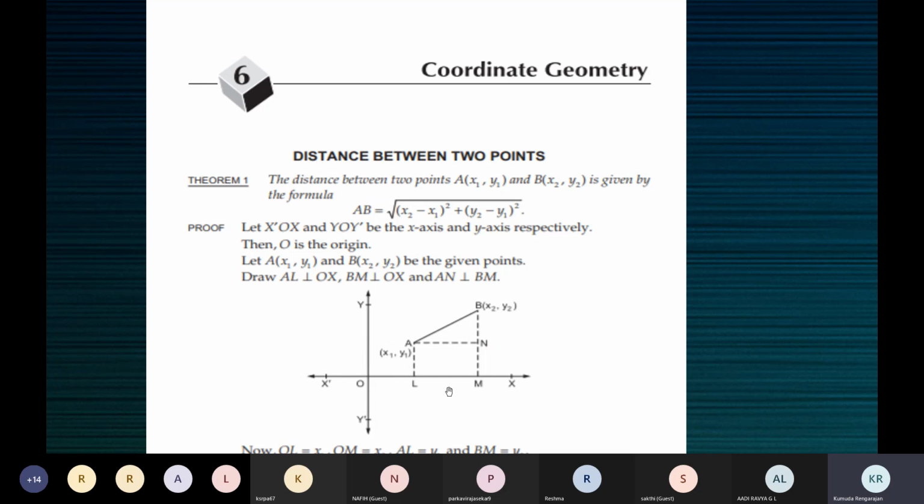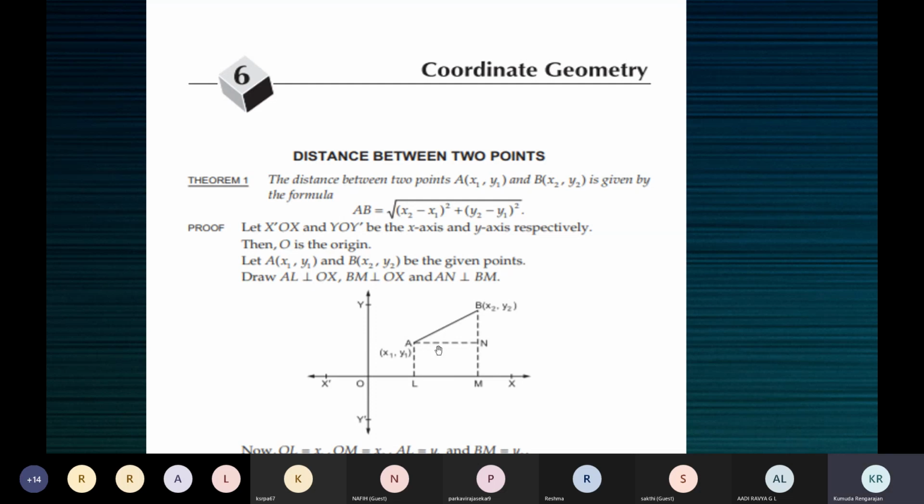Then how much is LM? 7, because it's 10 minus 3. So LM is 7. If LM is 7, AN is also 7 because this is a rectangle and opposite sides are equal. OM is 10 units, OL is 3 units, so LM will be OM minus OL, which is 7 units. So AN is also 7 units.